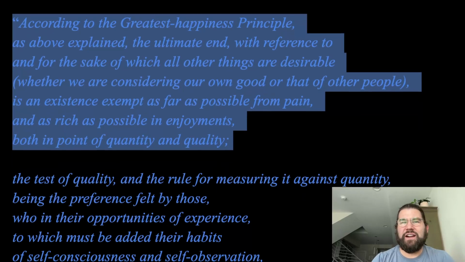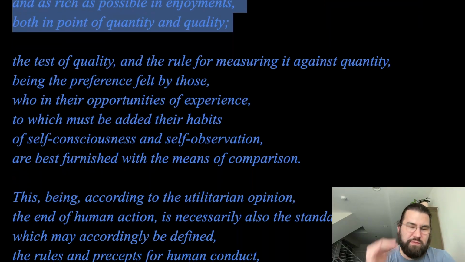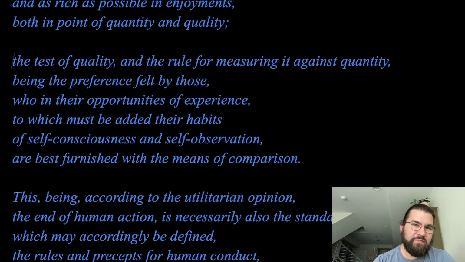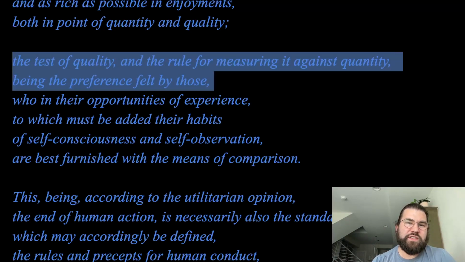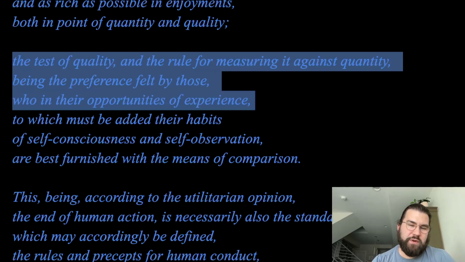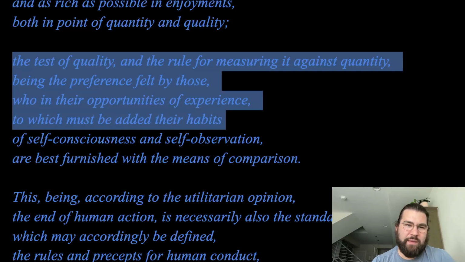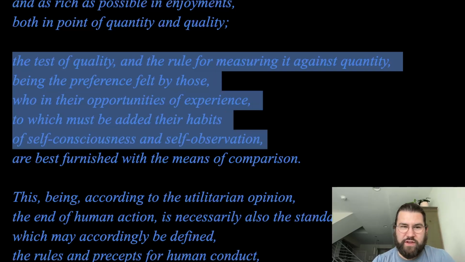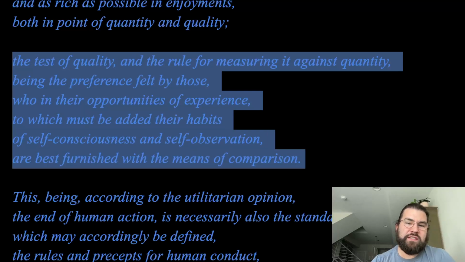A lot to consider here. I really think Mill is covering a lot of bases. Let's keep going with the same passage, though. Mill says, he continues, the test of quality and the rule for measuring it against quantity, being the preference felt by those who in their opportunities of experience, to which must be added their habits of self-consciousness and self-observation, are best furnished with the means of comparison.